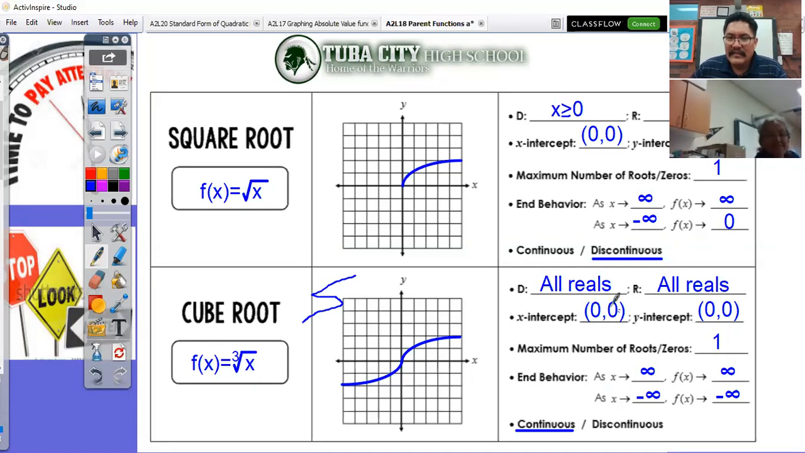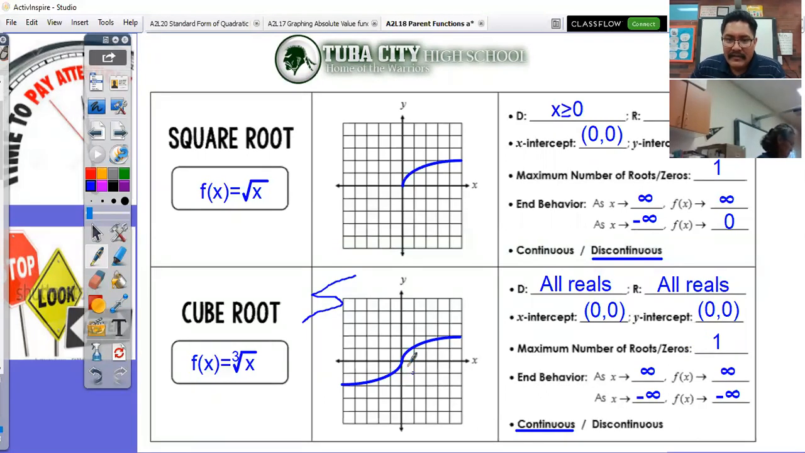All right, x-intercept is 0, 0, y-intercept is 0, 0. And again, it goes in both directions forever. And even though it's S-shaped, even if you get it really, really S-shaped, if you move it up and down, you're not going to cross your x-axis more than once.